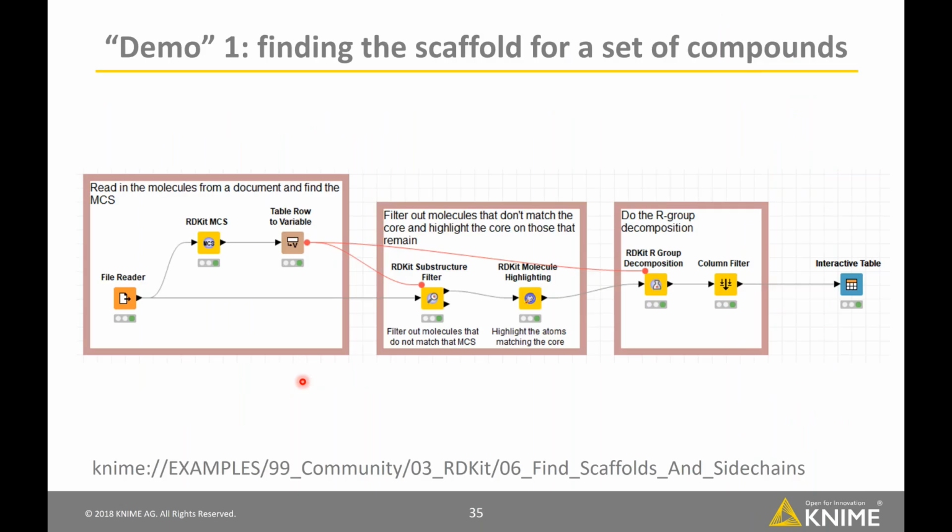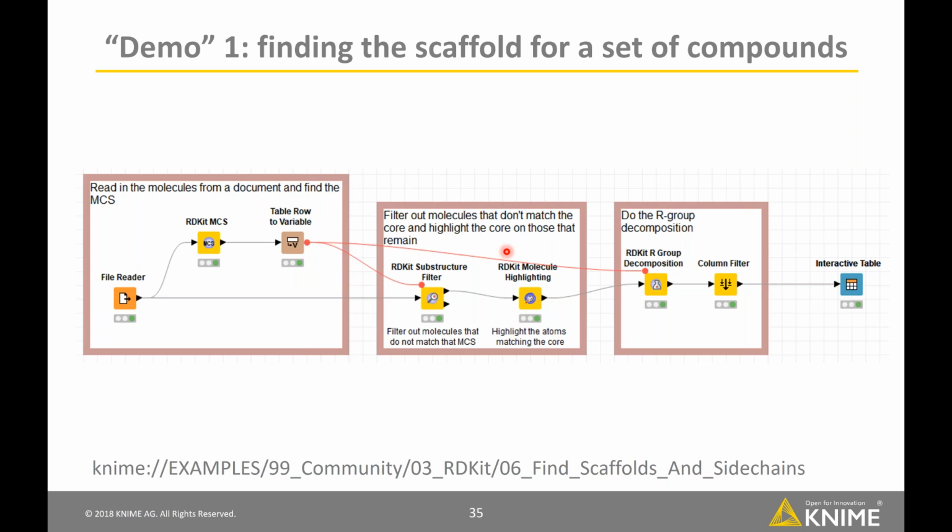I'm going to show a couple of different demos. The first of these is a problem that happens fairly frequently. You have a set of compounds, for example from a paper or from a patent, and you would like to find a scaffold for that. The way that we approach that here is we read the compounds in, we do a fuzzy maximum common substructure. So this is looking for the biggest piece of molecule that covers at least 80% of the molecules. And we then do an R group decomposition. We highlight that on all the molecules and do an R group decomposition.